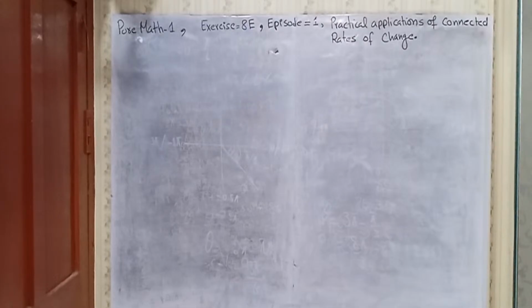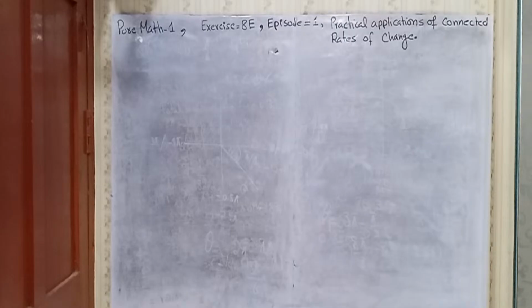Today in this live session we are going to do exercise 8E, and this is our first episode in this exercise. Chapter 8 is about further differentiation, and this exercise is about the practical applications of connected rates of change. This is the course book of Pure Maths 1. We are working on Paper 1 of the AS A Level Mathematics 9701. So let's start, and let me show you the question first of all.